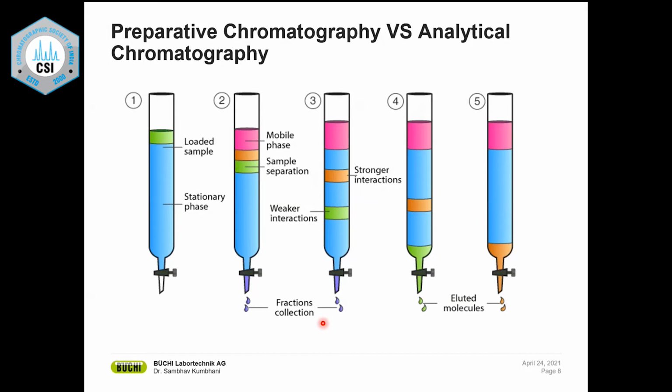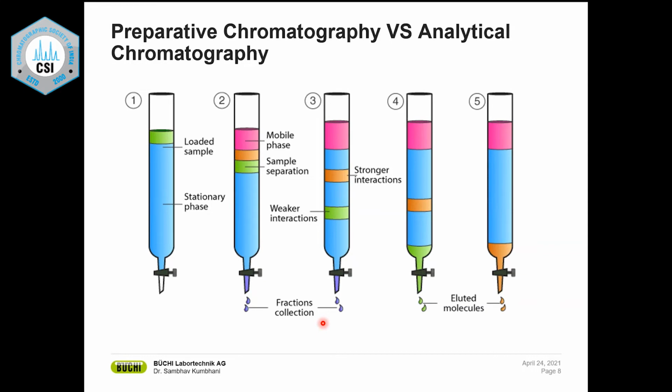Now, coming to a quick distinction between preparative chromatography and analytical chromatography. When I say preparative chromatography, what I mean is both flash chromatography and preparative HPLC combined. Both of them fall under the preparative chromatography heading. And analytical chromatography includes all the other techniques like LCMS, GCMS, HPLC, UPLC, all those techniques.